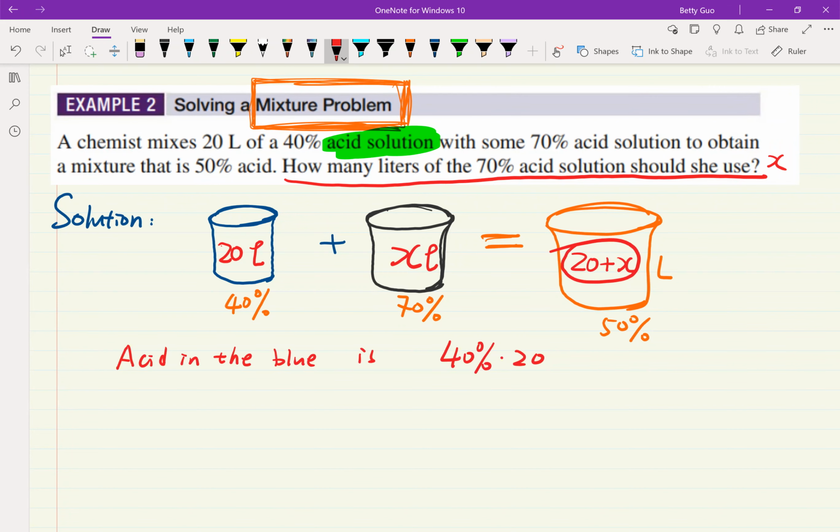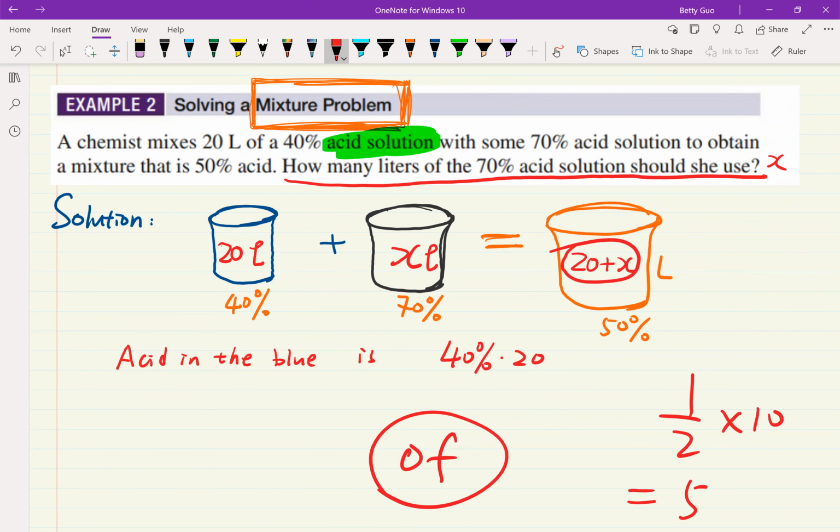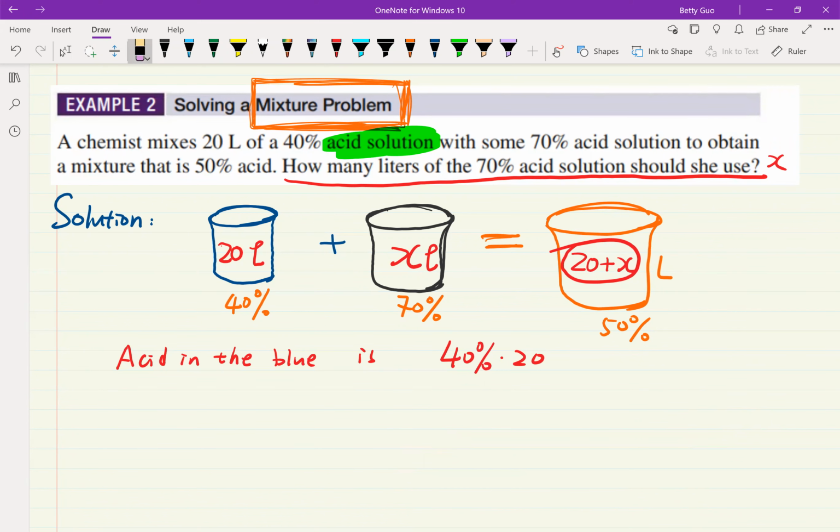Why is it like that? 40% of. Of means multiply, okay? For example, you have 10 apples. I take a half of 10 apples. That is 5 apples, right? So in algebra, you translate the OF as a multiply. 40% of 20 liters, so that is 40% times 20. That is how many liters of acid in the blue container. Do you guys agree? Okay, so I see you nod.